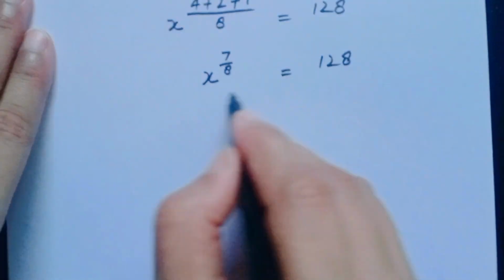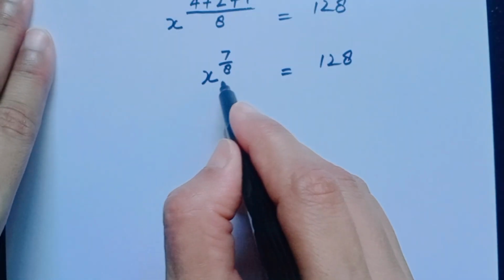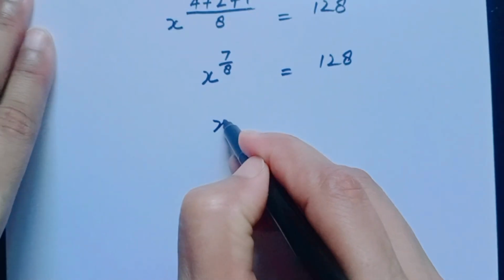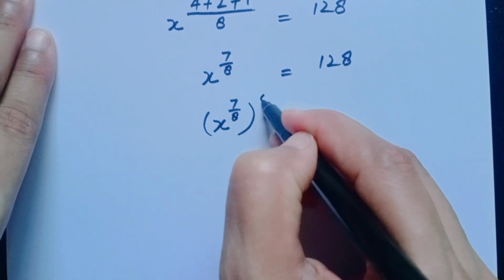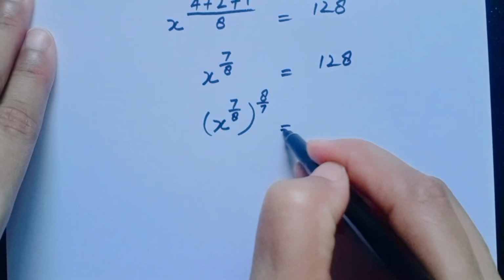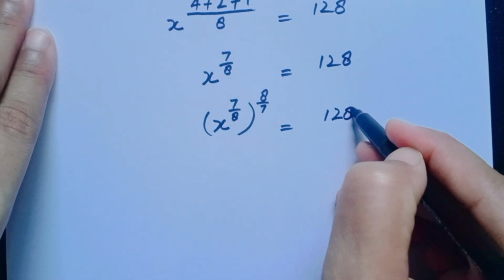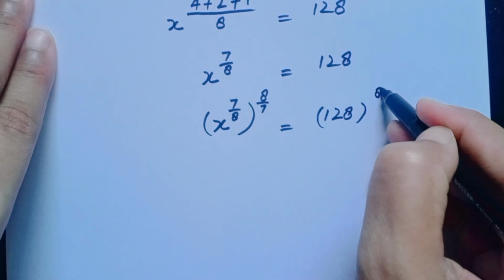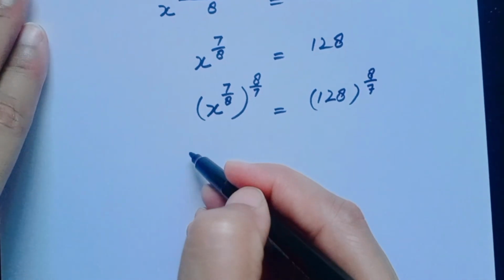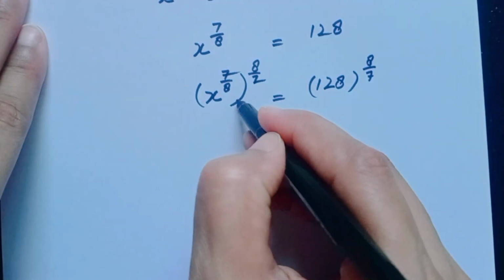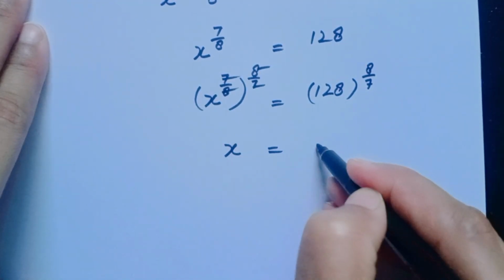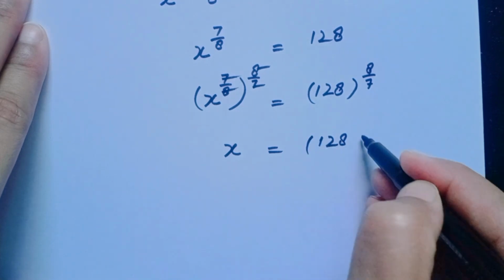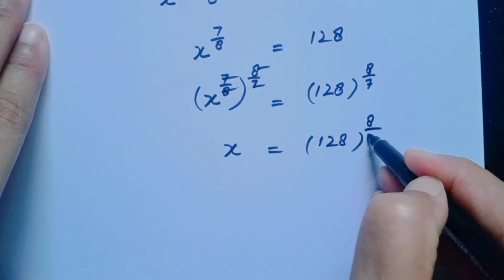So at this step, we will raise both sides of this equation to the power 8 over 7, the reciprocal of this power 7 over 8. We raise x power 7 over 8 by 8 over 7 is equal to 128 power 8 over 7. So here 7 will go with the 7 and 8 will go with the 8, and we will be left with x is equal to 128 power 8 over 7.